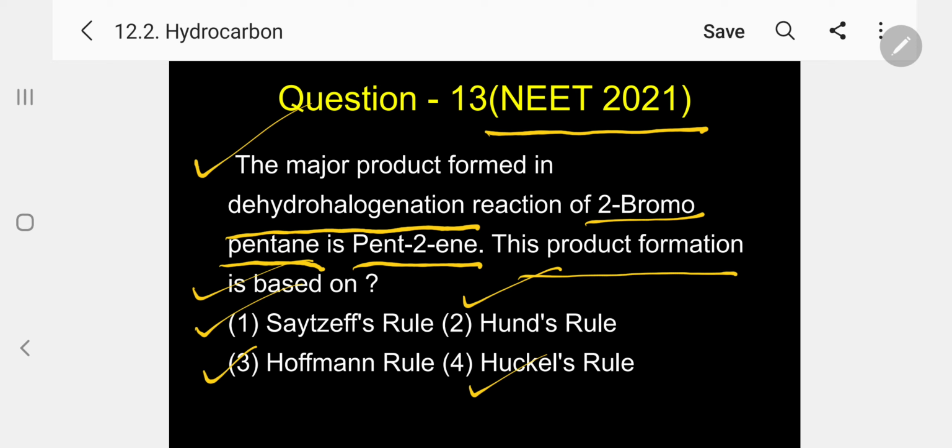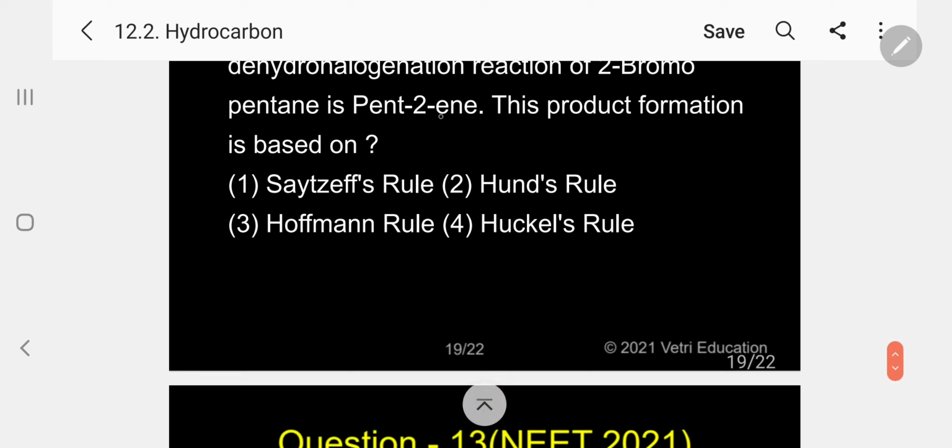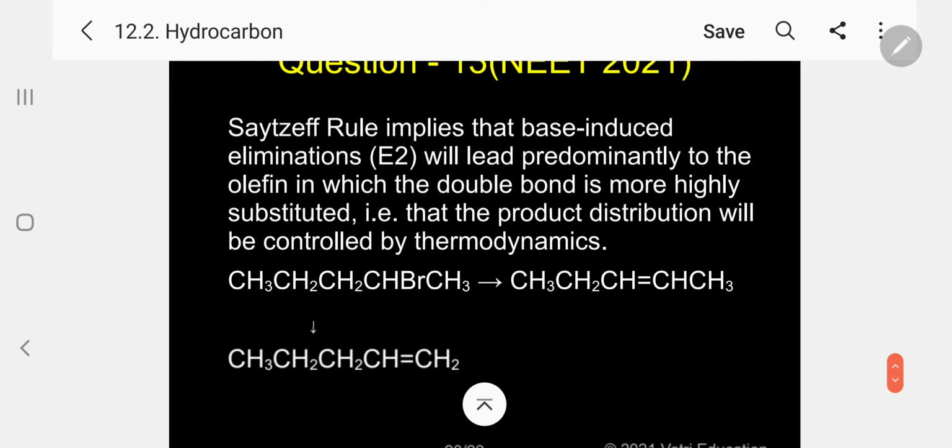So now I will first explain the question. The major product obtained in dehydrohalogenation. What is the meaning of that? Removal of HX is called dehydrohalogenation. So what is the starting compound? Kindly follow, 2-bromopentane.